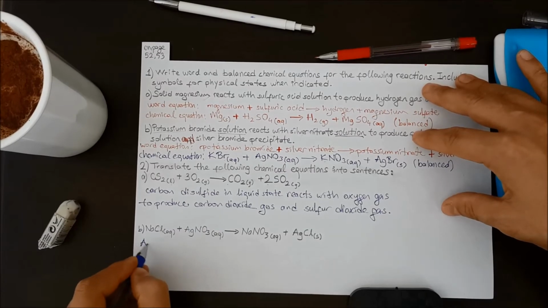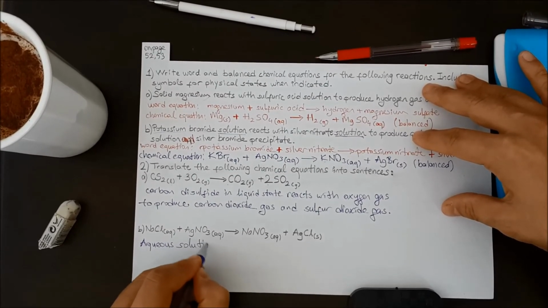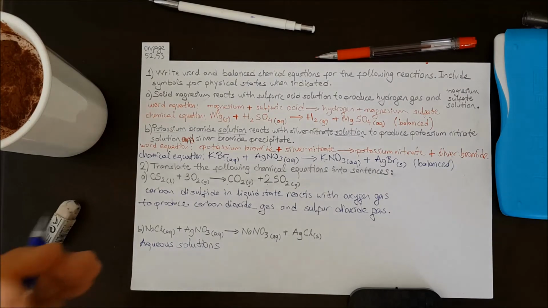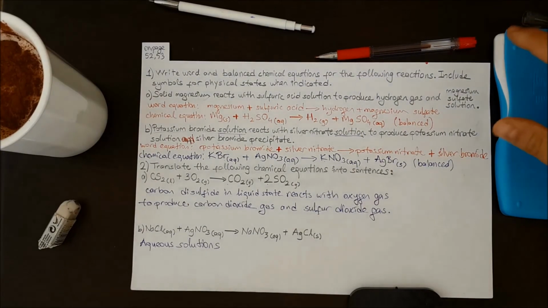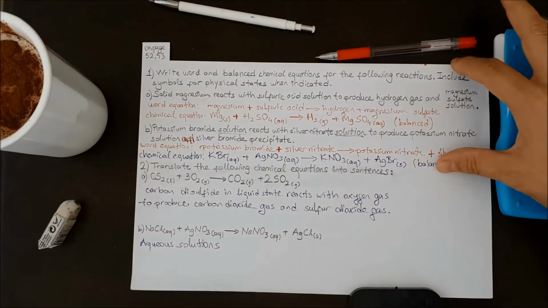Okay, let's write aqueous solutions. Instead of aqueous solutions, you can write water solutions, or sodium chloride dissolved in water reacts with silver nitrate dissolved in water to produce an aqueous solution or water solution of sodium nitrate and a precipitate of silver chloride.